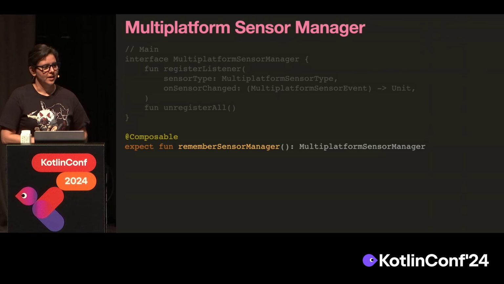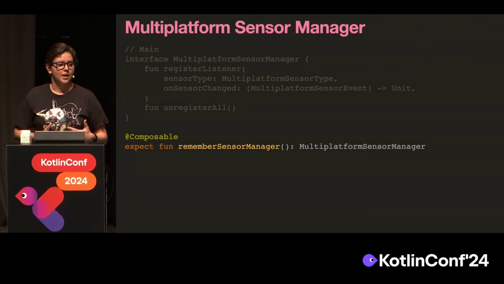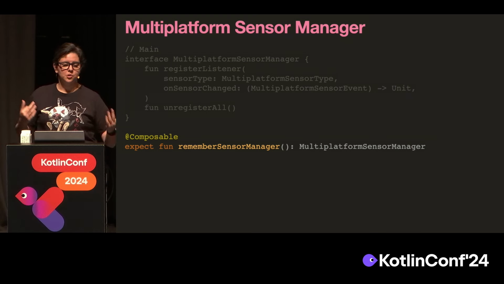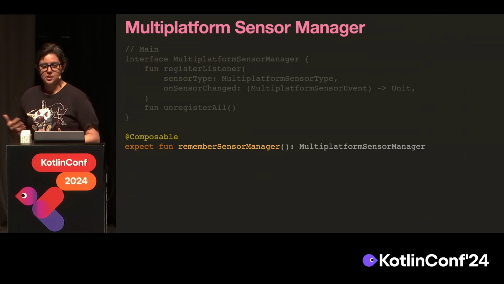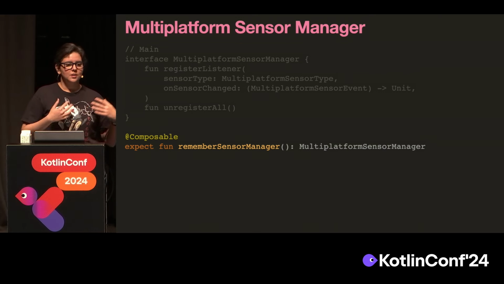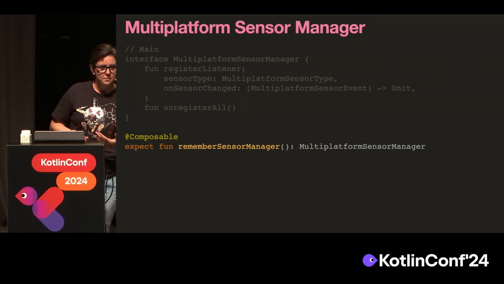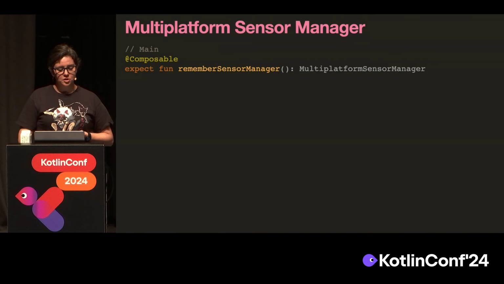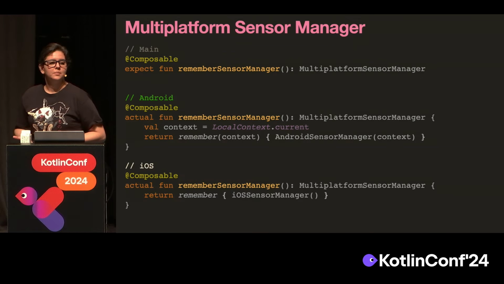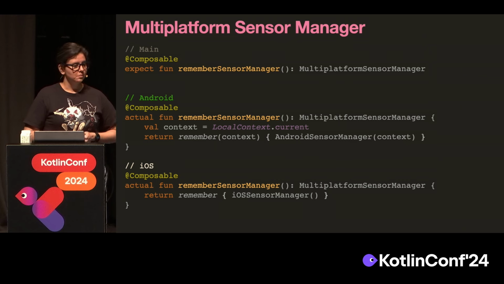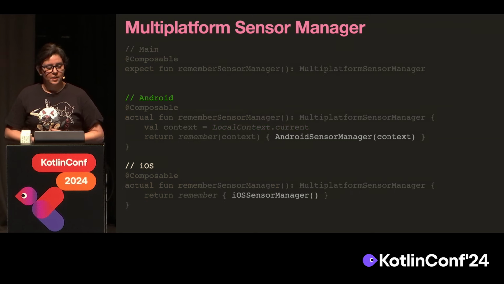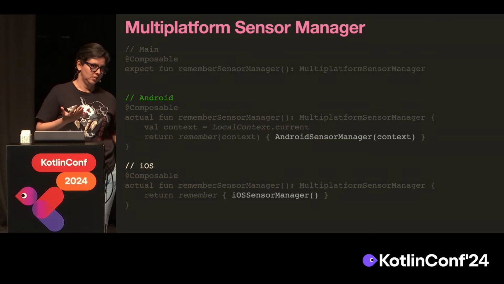Once I have this interface defined, an easy way to start creating this for iOS and Android is to create an expect function. In this case, if I'm working with Compose, I can just create an expect composable function that is going to remember the sensor manager. Of course, you can replace this with your favorite dependency injection framework, but for an easy implementation, this works. The only thing that needs to be done is, after having this function, we need to create the actual implementation of this remember multi-platform sensor manager in both Android and iOS. And each of them is going to provide its own implementation.